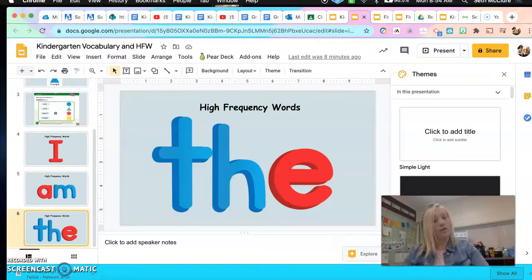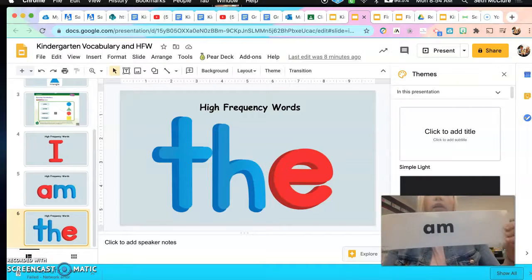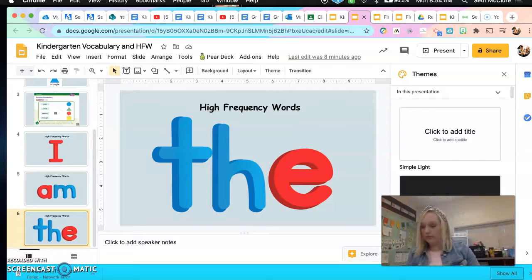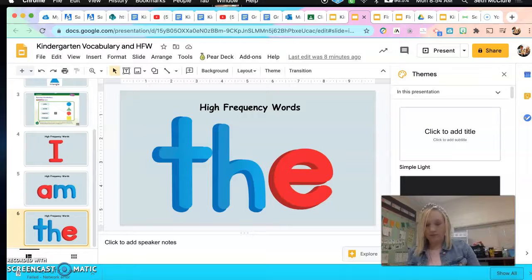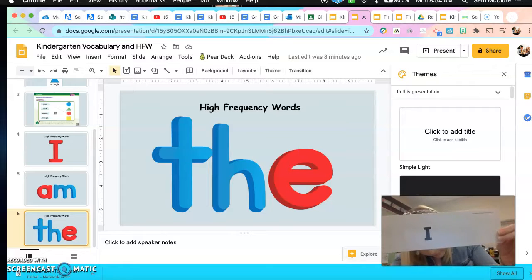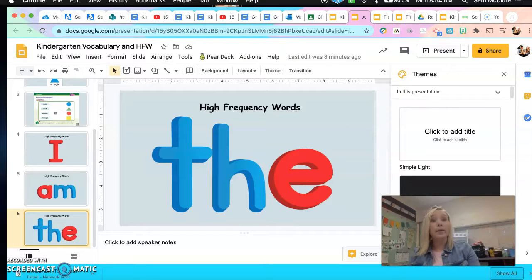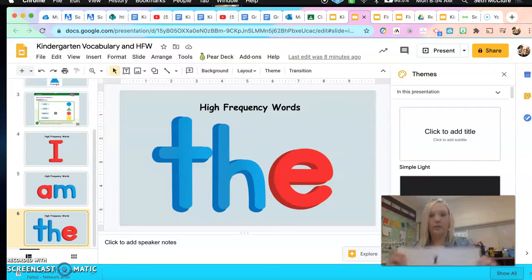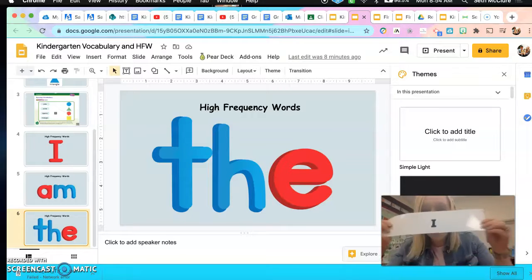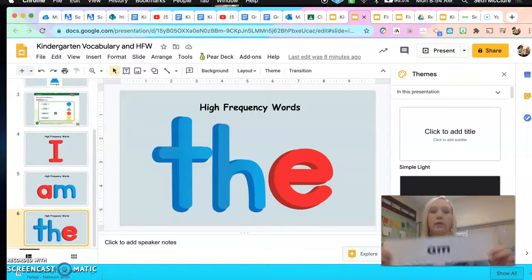I'm going to mix them up this time and put them in a different order and see if you can tell me. Ready? I mixed them up. What is this word? Am. Very good. The. And the word I. I'm going to mix them up again and see if you can remember them this time. Ready? What's this word? The. Very good. What's this word? I. And our last word.